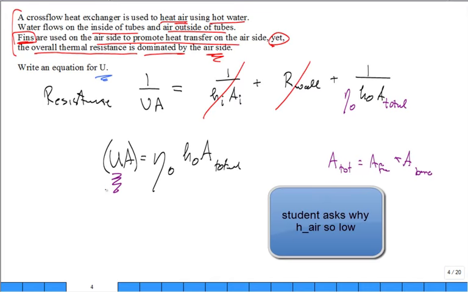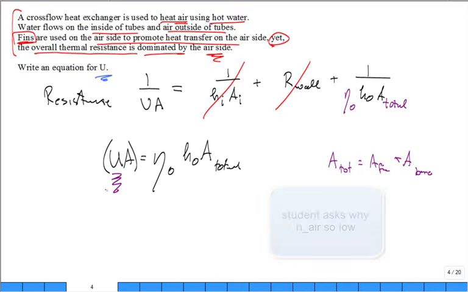Is that? No, sir. I was going to ask, why is the H on the outside, the air side, so low? It's because the conductivity of air is much, much lower than the conductivity of water, and the H's are proportional to K's.